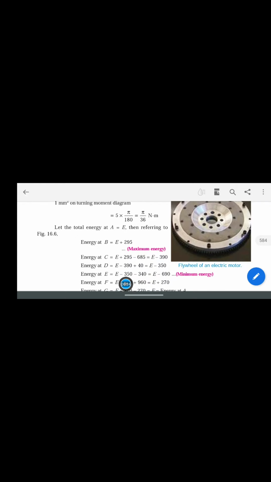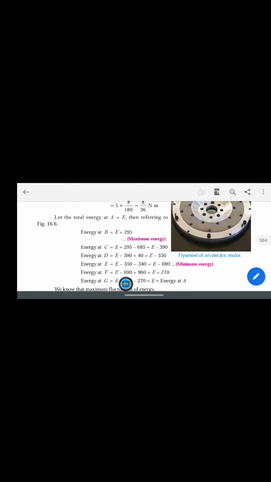So coming to the energy at C, BC is a negative loop, right? So we need to calculate the energy at C. Since it is a negative loop, we need to subtract. So the energy at C is equal to energy at B, which is nothing but E plus 295 minus 685. So we have denoted the minus symbol. Why? Because it is a negative loop. So E plus 295 minus 685 comes to E minus 390. So E minus 390 is the energy at C.